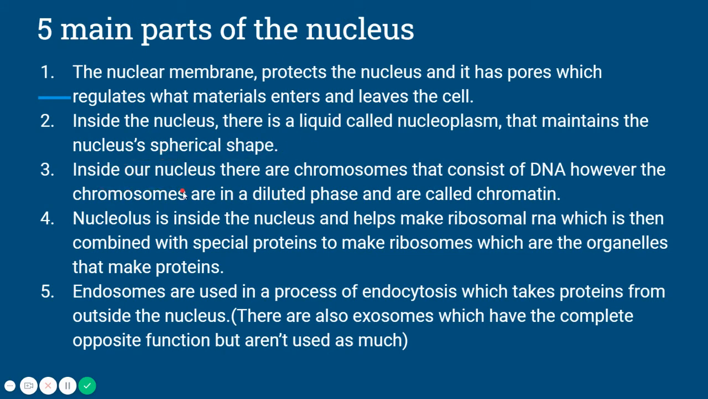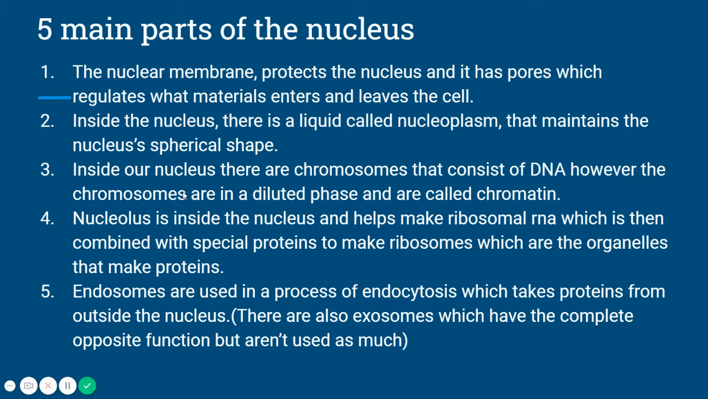Inside our nucleus, there are chromosomes that consist of DNA. However, the chromosomes are in a diluted phase and are called chromatin. So chromosomes is what you call the chromatin when it is more condensed. The chromatin is condensed during cell division. However, when the cell is just in its regular normal phase, then it's in a diluted phase, which is a more loose phase, and that is called chromatin.